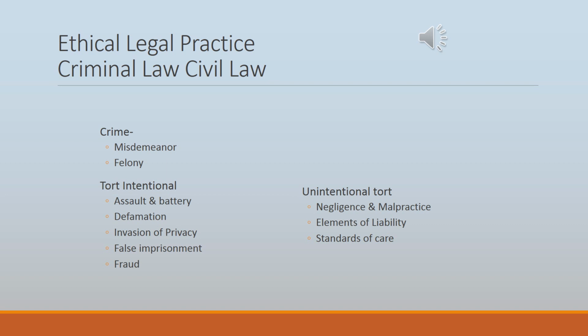Within unintentional torts, negligence and malpractice is the exemplar. Negligence is defined as performing an act that a reasonably prudent person under similar circumstances would not do, or conversely, failing to perform an act that a reasonably prudent person under similar circumstances would do. Malpractice is the term generally used to describe negligence by professional personnel.